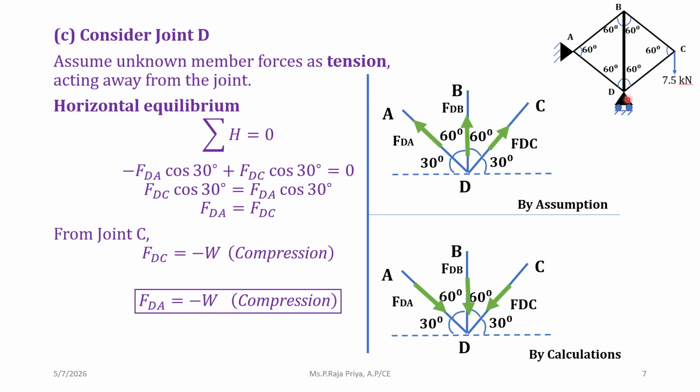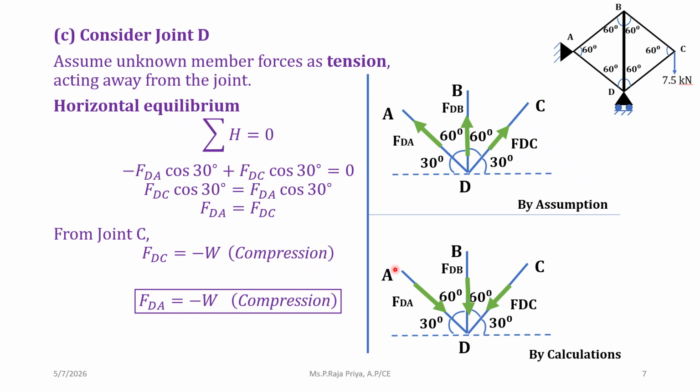Next, taking joint D. The members connected to joint D are AD, BD and CD. Here two members are inclined and one is vertical. Same way, summation H is equal to 0. FDA cos 30, FDC cos 30, both are in opposite direction. So for one plus and another one is minus. So from here we are finding that FDA is equal to FDC. From joint C in the previous step we have found out FDC as minus W. So if we substitute here, FDA will also be minus W.